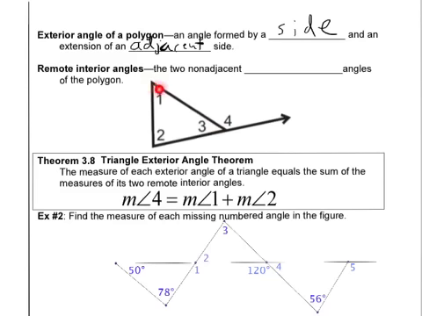Here's a side of a triangle. And here's an extension of the adjacent side right here. And that creates this angle. Angle 4 is an exterior angle.